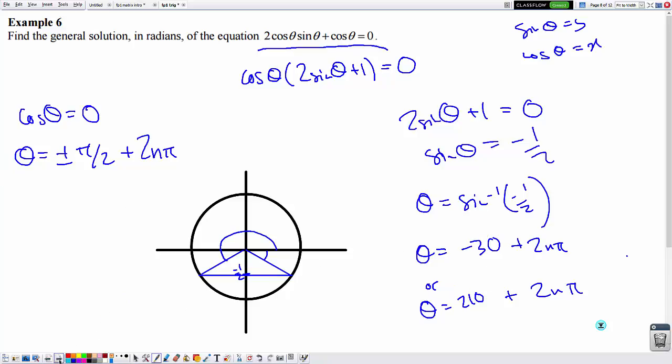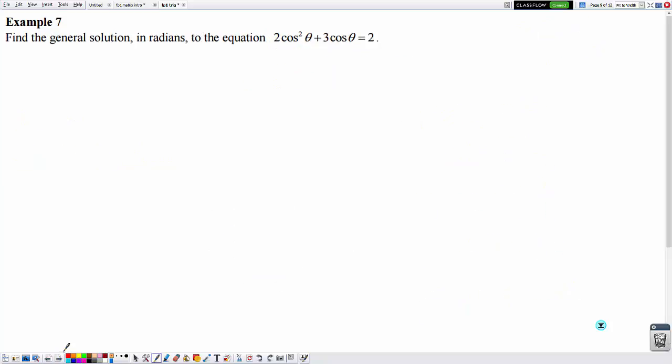Okay, so these are your answers. Theta is equal to this, or theta is equal to this. So we have 4 possible answers for this question. Example number 7. Find the general solution in radians to the equation 2 cos squared theta plus 3 cos theta equals 2.